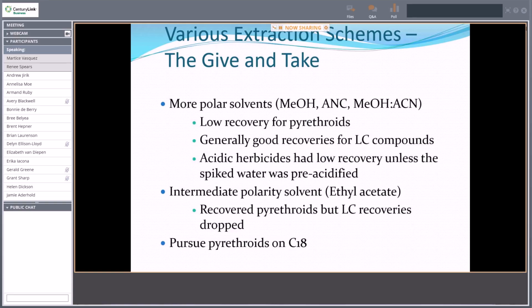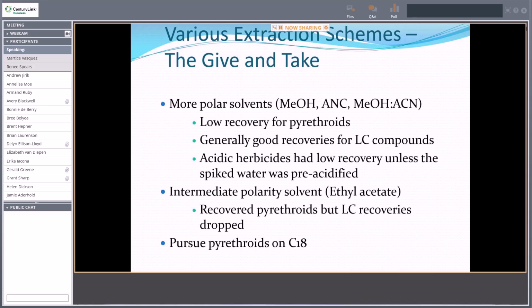So in general, the more polar solvents that we use to elute that cartridge, such as methanol, acetonitrile, and combinations of the methanol and acetonitrile, as you might expect, we got low recovery for the pyrethroids, but we generally got good recovery for the LC compounds. And just in terms of our threshold for what was considered good recovery, it was a 70% recovery of what we spiked on there. If we could recover 70%, we thought that was going to be acceptable for moving forward with validation.